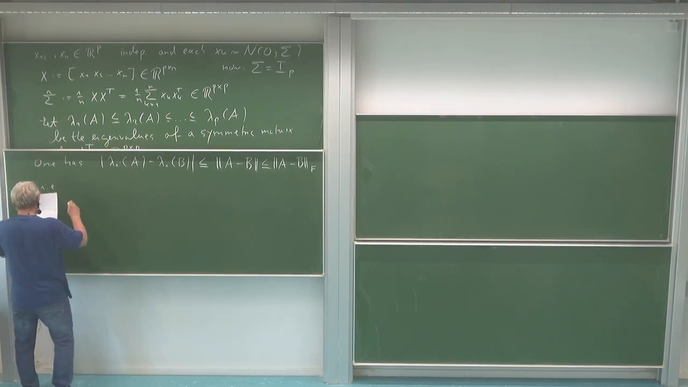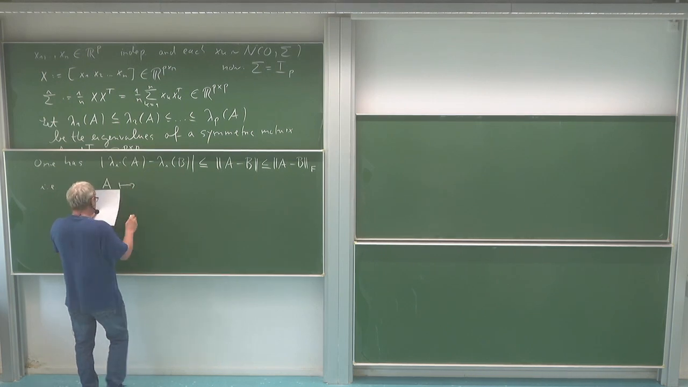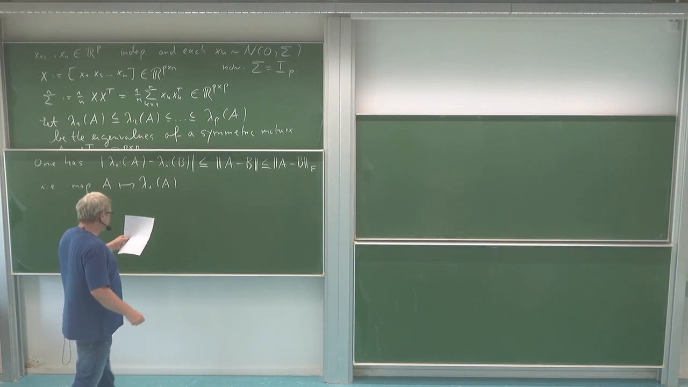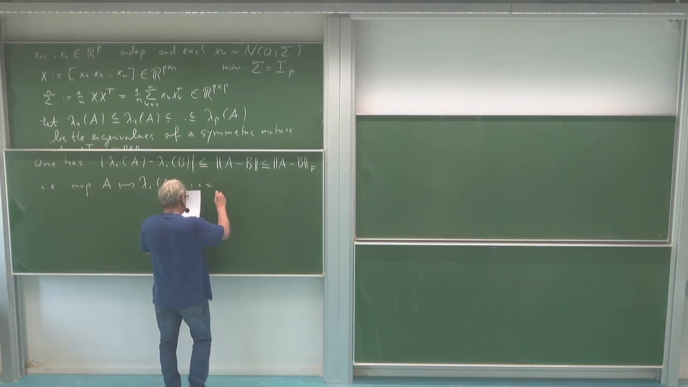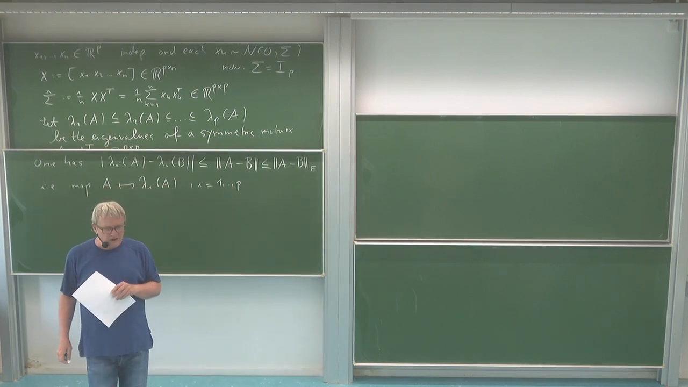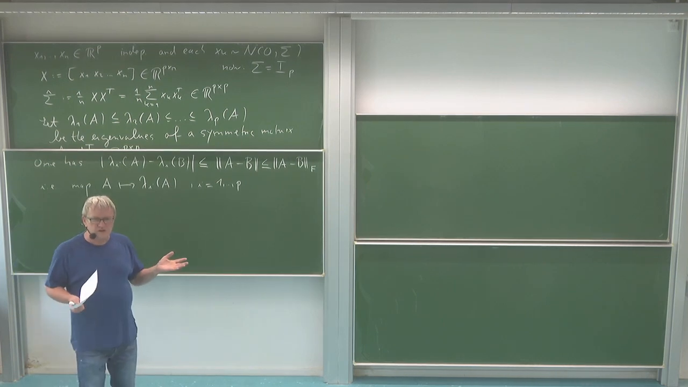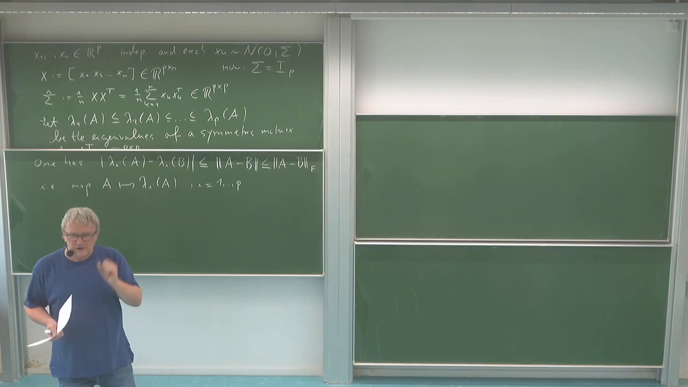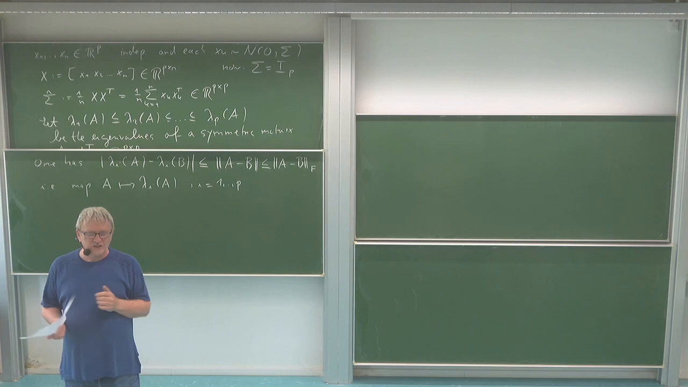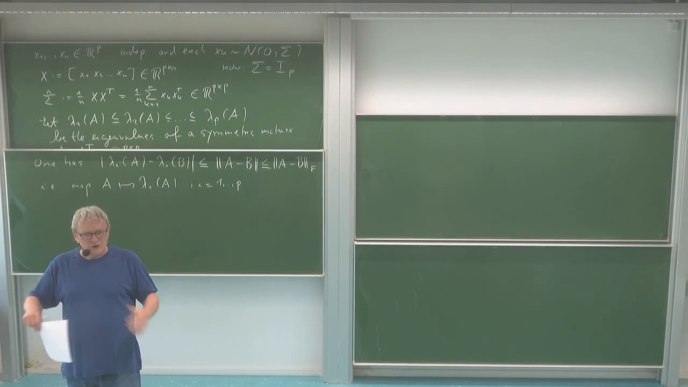So this means the map which maps A to the ith eigenvalue of A, for each i, the ith eigenvalue is Lipschitz. And of course I'm usually not interested in just one particular eigenvalue. If I'm interested in one, then probably it will be the largest one. This is special. But I'm usually not interested in the 17th eigenvalue, but I'm interested in all of them together. So I want to know all of them.